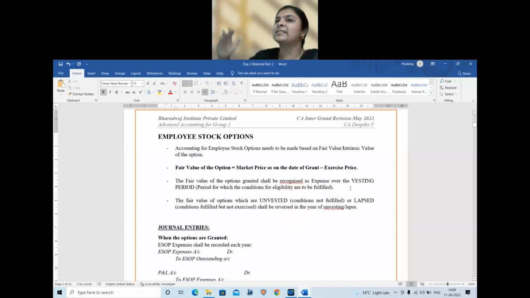The exercise period is not relevant for us. Only the vesting period is relevant for us. Suppose the company gives the options for 3 years, after which the employee has 1 year for exercise. That 1 year is not relevant. We are only worried about the 3 years for which we grant the option. So the proportion has to be made over the vesting period.